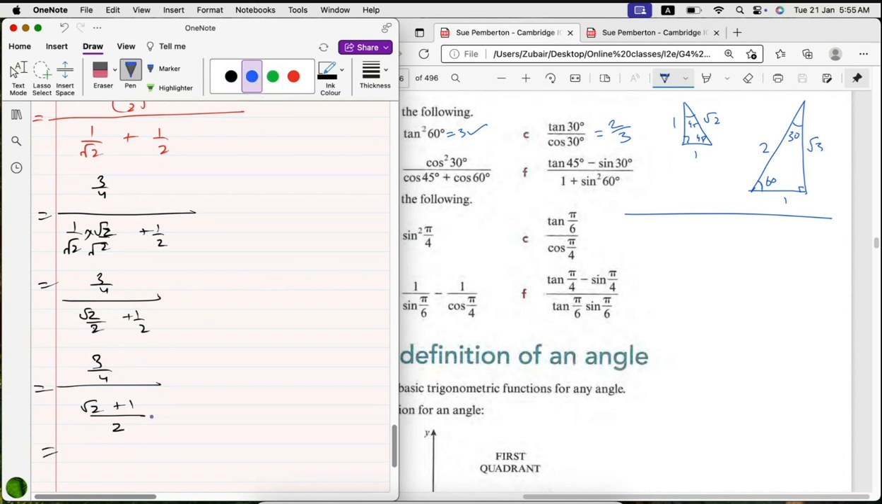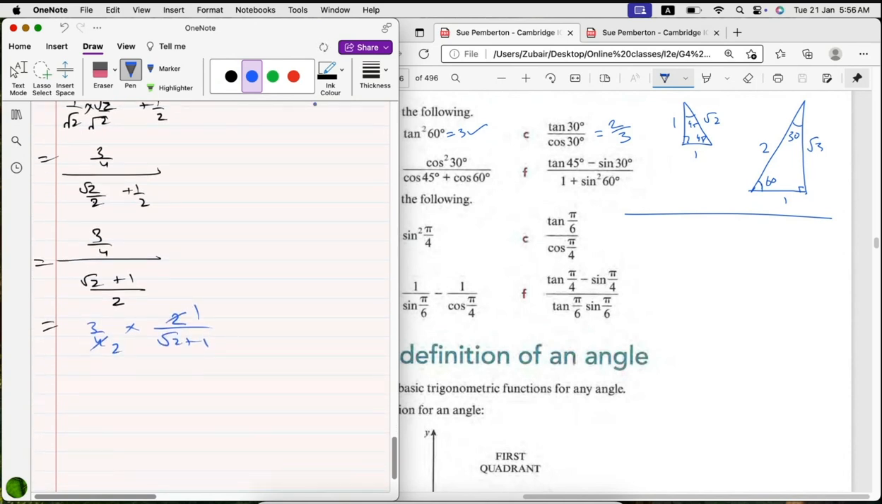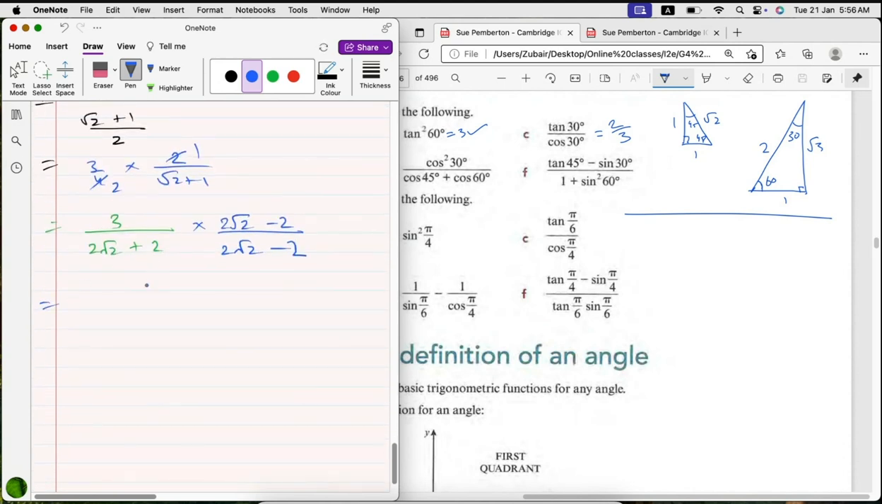So when it is being divided, we take the reciprocal, times 2 over root 2 plus 1. 2 1 times, 2 2 times. So this is now 3 over 2 square root 2 plus 2. And we rationalize again, 2 root 2 minus 2 over 2 root 2 minus 2. For now, I'm just taking out 2 common on the right hand side, 2 3 is 6 into root 2 minus 1.